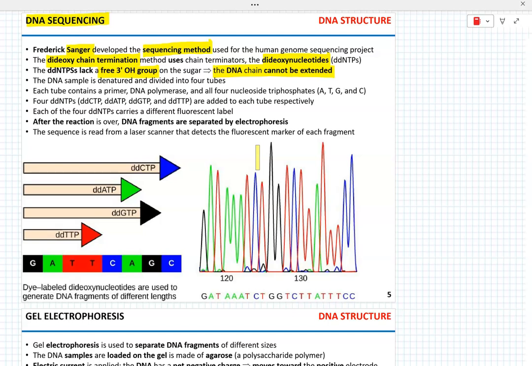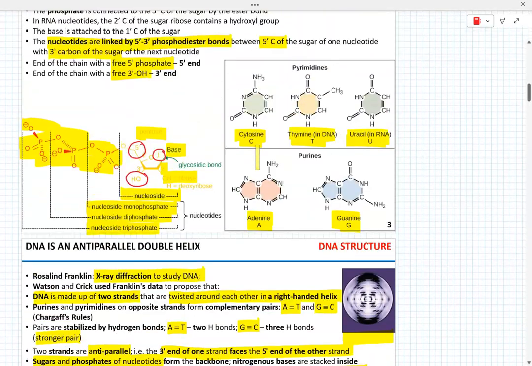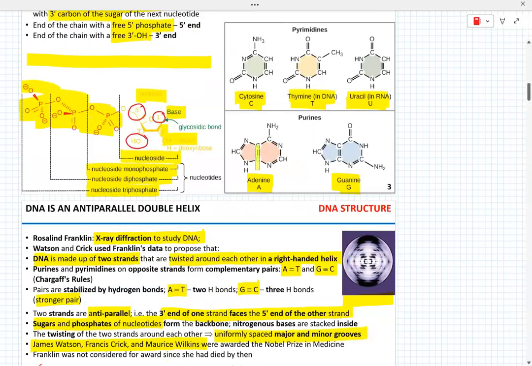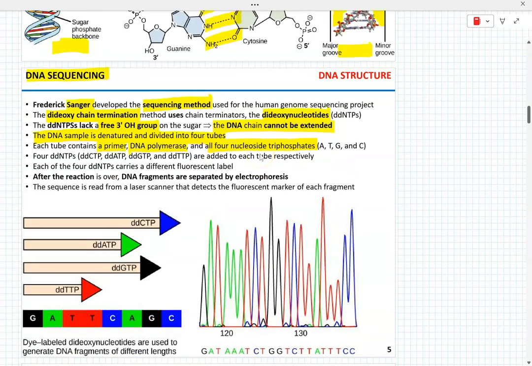So how does that sequencing method work? The sample of the DNA is denatured, strands are separated, and it is placed into 4 tubes. Each tube contains a primer, a short DNA sequence that allows an enzyme called DNA polymerase to start synthesizing a complementary strand, a protein enzyme called DNA polymerase, and 4 nucleoside triphosphates that we've been talking about before. 4 of these guys. One with A, one with T, one with G, and one with C as a base.